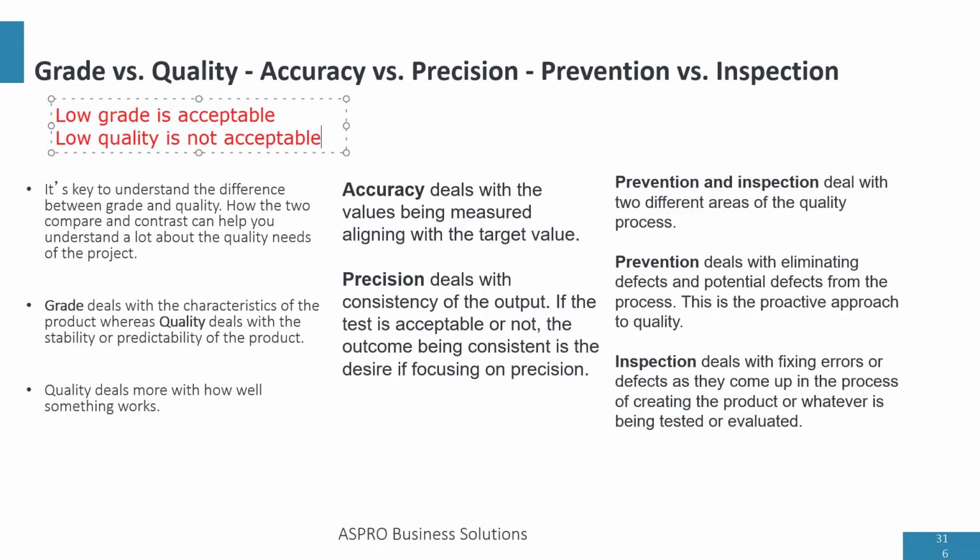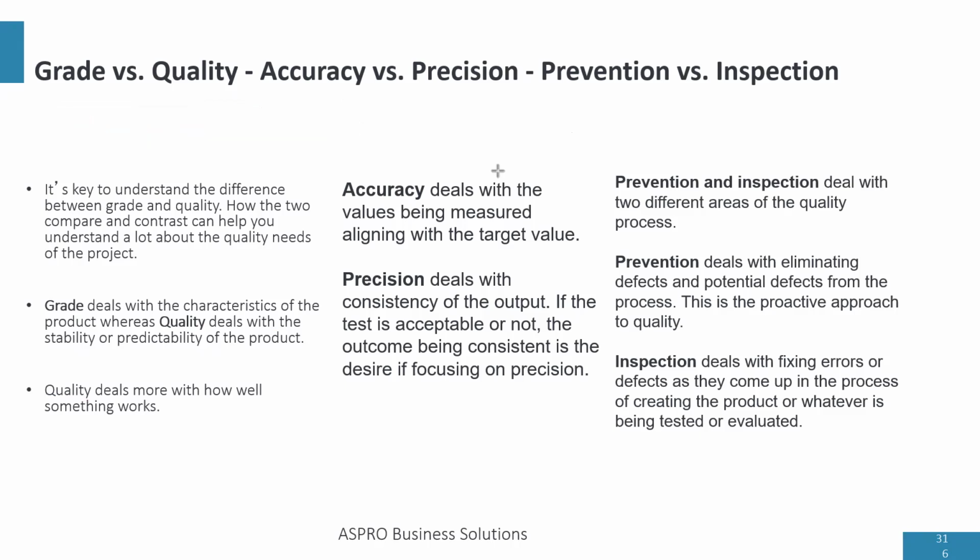Now let's talk about accuracy and precision. Quality ends up with testing your product, because that's the only way we can ascertain whether your product is of good quality or not. And when we are testing, there are two concepts we need to be familiar with: accuracy and precision.